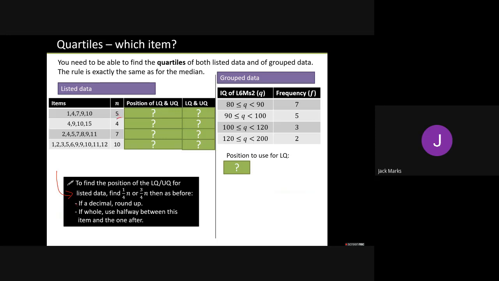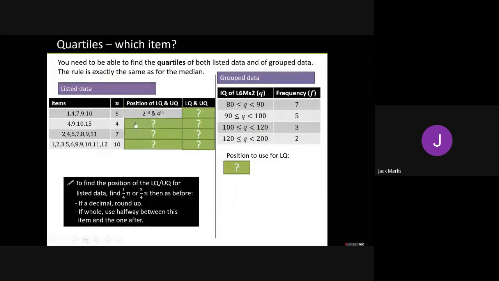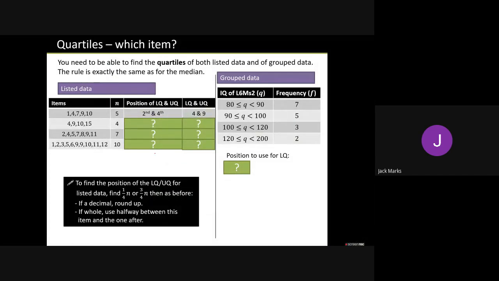So let's do the first one. n is 5. If I do 1/4 of 5, I will get 1.25. And it says here, if we have a decimal, we round up. So 1.25 rounds to 2. So the second position in my list gives me my lower quartile, and that's going to be 4. The same applies for the upper quartile. 3/4 of 5 is 3.75. This is a decimal, so you round up to the fourth position, which is 9.